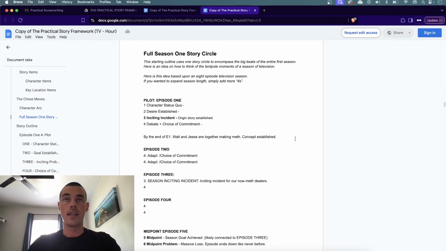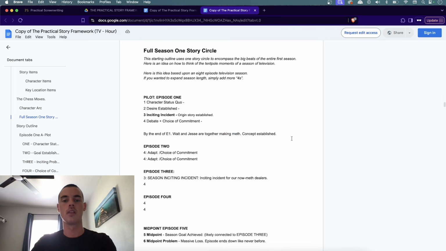In the same way, in the pilot of Rick and Morty, we establish Rick and Morty as our characters that are going to be going on adventures together. That is done in the pilot episode. We establish the origin story. So by the end of episode 1, Walt and Jesse are together making meth. We have established the concept of the show.